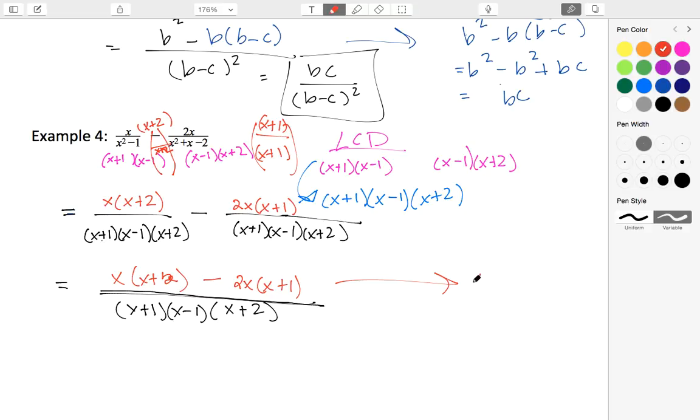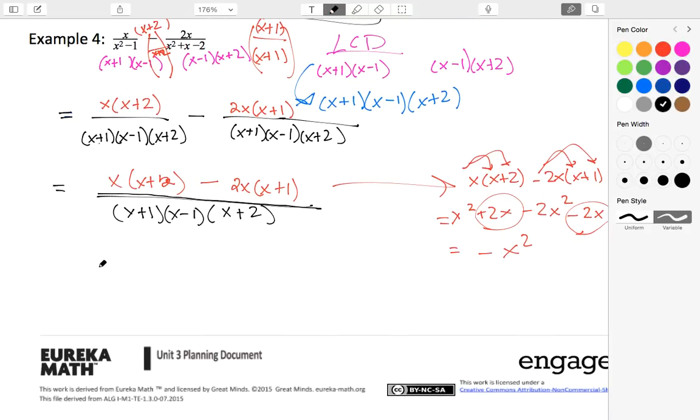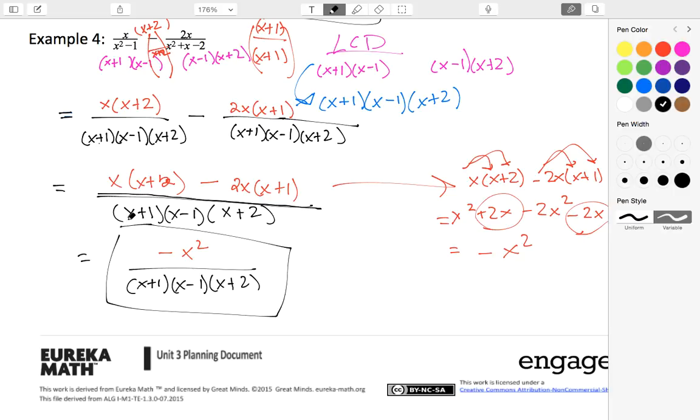So I'm just going to rewrite it. I can go ahead and distribute. I get x squared plus 2x. Distribute, I get negative 2x squared and then a negative 2x. Combine any like terms. These will cancel. x squared minus 2x squared gives me a negative x squared. So therefore, my final answer is equal to my common denominator with my new numerator, which is negative x squared. And that is it. And we're done.